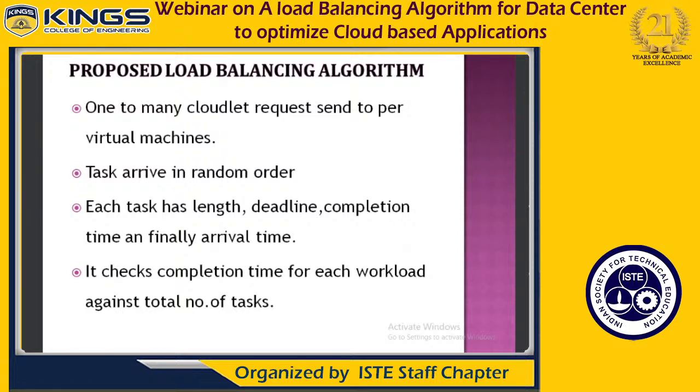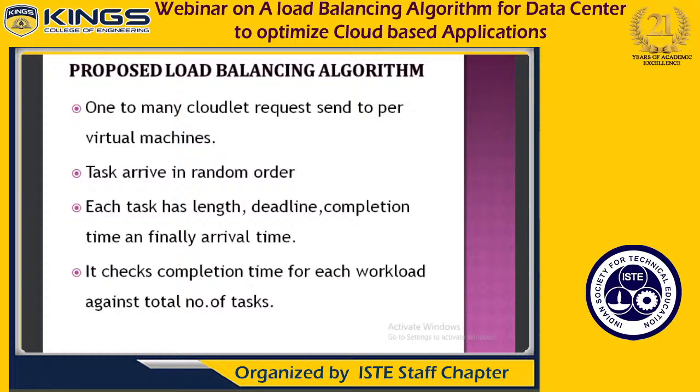It checks the completion time for each task against the total number of the tasks. If it exceeds the deadline, then the violation has occurred, and the process takes place. It will reallocate your resource to the available virtual machine by reconfiguring the virtual machine priority.